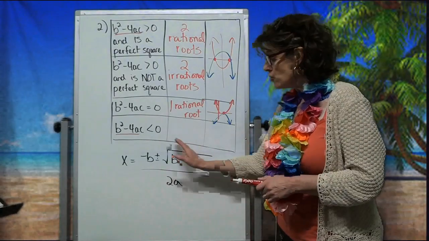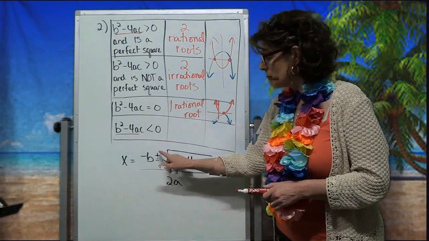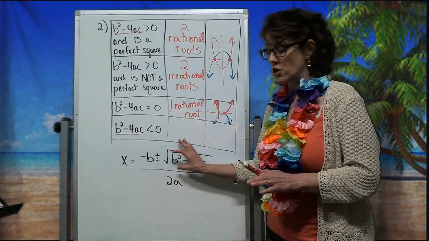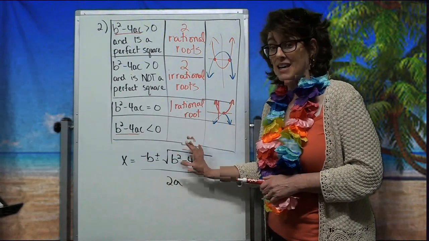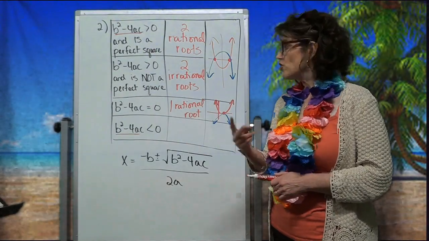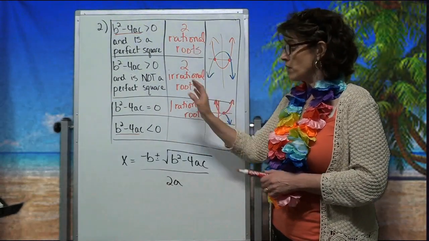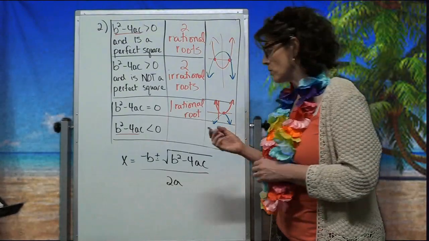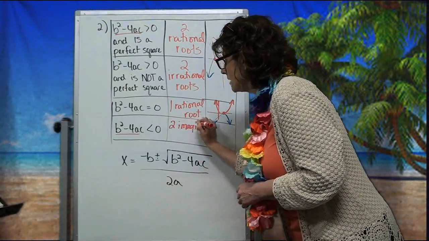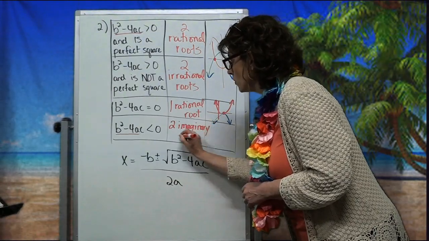So what happens is you take that i out of here, and you're going to have negative b plus that imaginary number, not irrational, but imaginary. You're going to have negative b minus that imaginary number, but that still means you have 2. It's just you're not going to have rational roots or irrational roots. You're going to have imaginary roots, but you still have 2. Two imaginary roots.